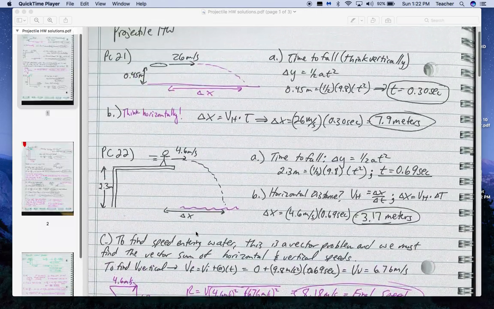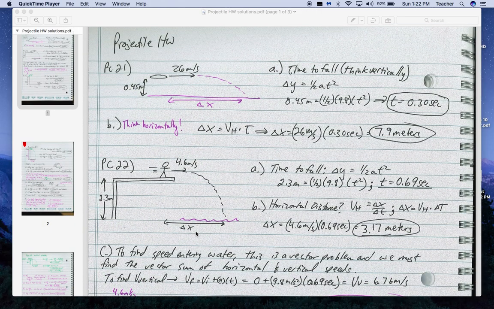So most of these are horizontally launched because first year physics, that's what we deal with most of the time. Really the big difference between horizontally launched and, pardon me, angle launched projectiles deals with splitting up the initial velocity into horizontal and vertical components for the angle launched projectiles.